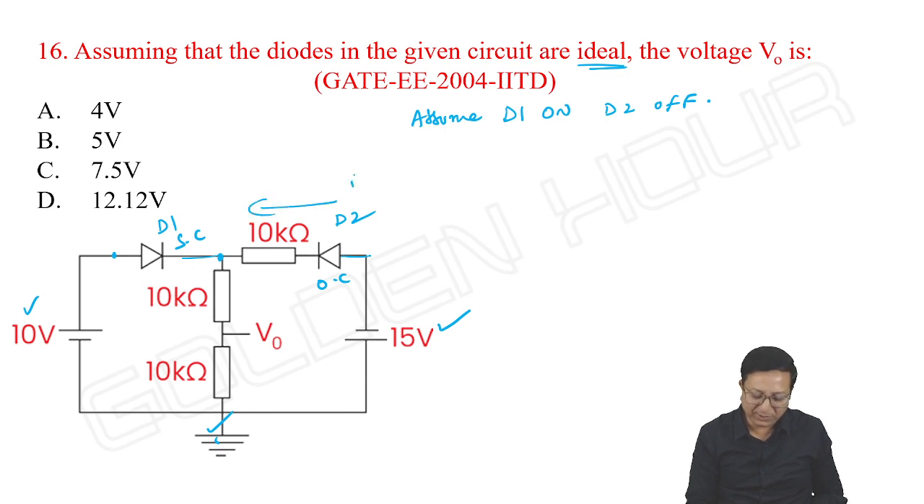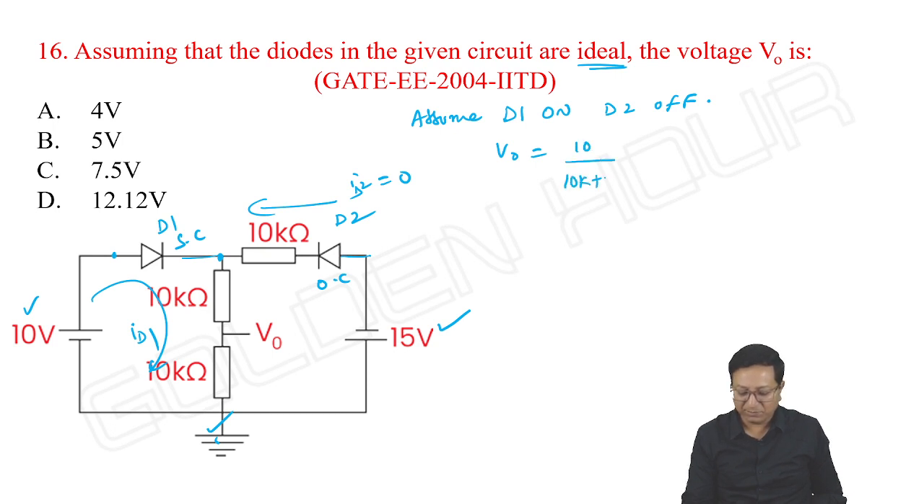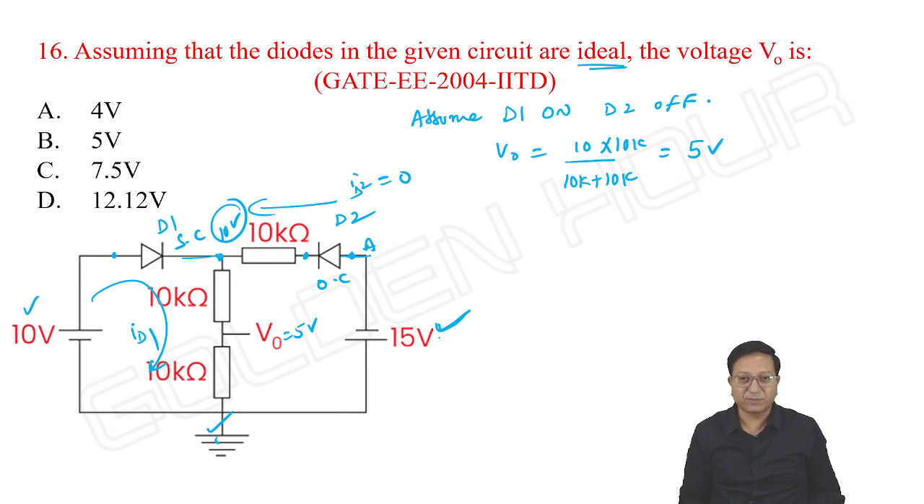So in this, ID2 is equal to 0 and ID1 will flow in this direction. So V output is equal to 10 volts by 10 kilo ohm plus 10 kilo ohm, voltage division rule, into 10k, it is 5 volts. Okay, V output is 5 volts. And what about the voltage here? Once it is short circuit, the voltage here will be 10. So cathode is going to 10 volts and anode is going to minus 15, and hence D2 does not conduct. Only D1 conducts. Okay, this is the idea.